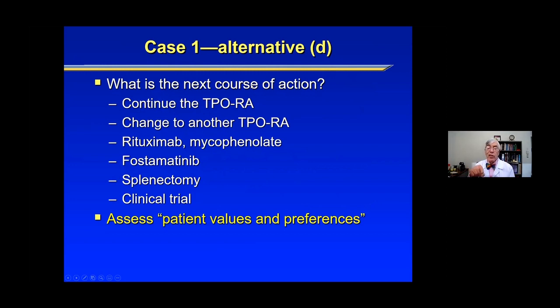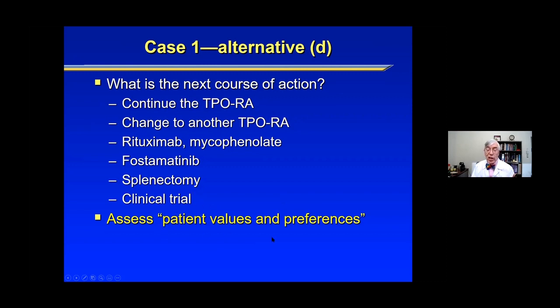She has responded to steroids. I'm certain she has ITP. We could continue the TPO receptor agonist. She's doing fine. She can be on it for years and have a normal life at 26,000. We could change her to another TPO-RA, and oftentimes when you do that, the response rates rise to 80%. We could give her rituximab or mycophenolate. We could give her fostamatinib. We could take her spleen out. We could put her on a clinical trial.